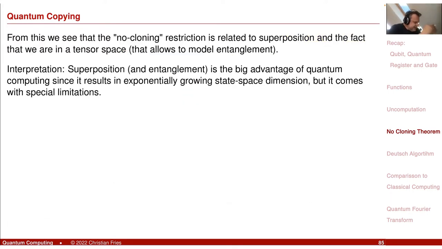From this, you see that this no-cloning restriction is related to superposition, and that we are in a tensor space that allows us to model entanglement. Entanglement is the big advantage because it makes the space so large, 2^n, and we can create these correlations and interference, but it also provides us with a disadvantage. We cannot create a perfect clone.